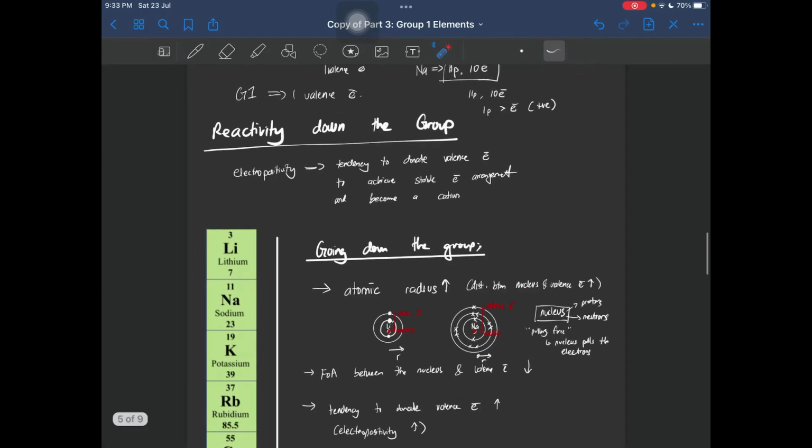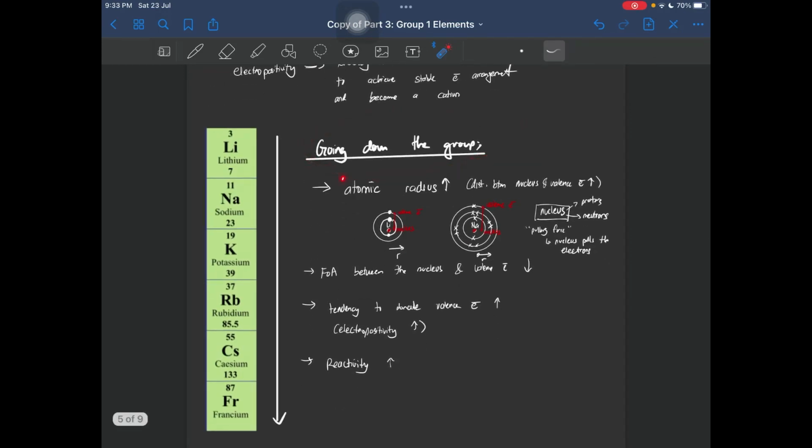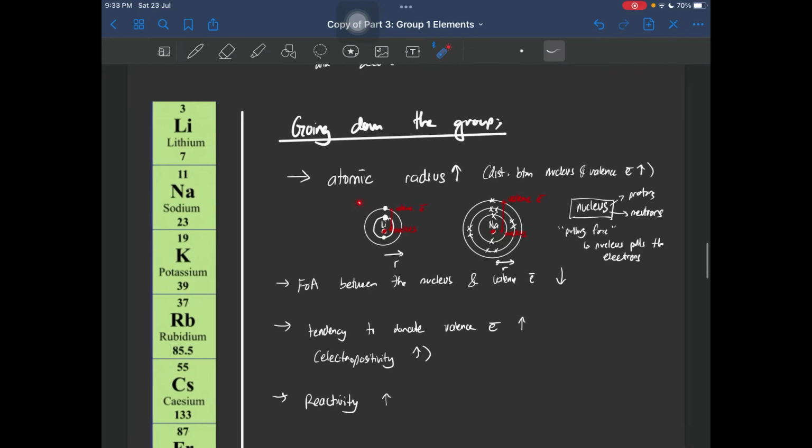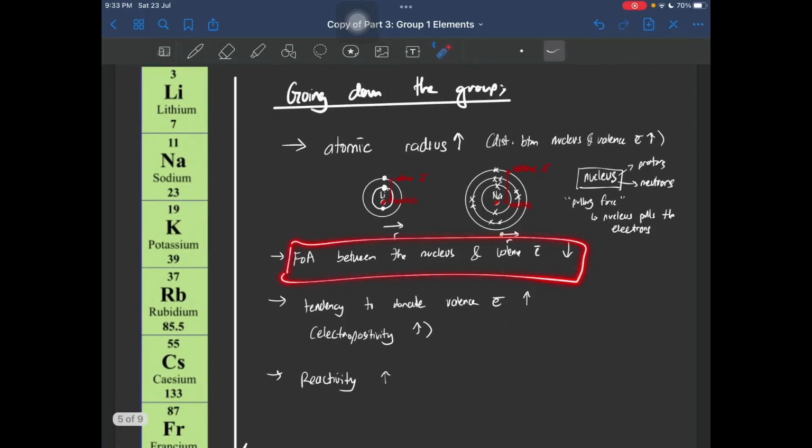And then we have discussed the reactivity down the group, whereby going down the group, the atomic radius will increase, which means that the distance between the nucleus and the valence electron will also increase, as illustrated by the drawing of the electron arrangement of lithium and sodium. And so the force of attraction between the nucleus and valence electron will decrease, because as we know, the nucleus is the one that actually pulls the electron.